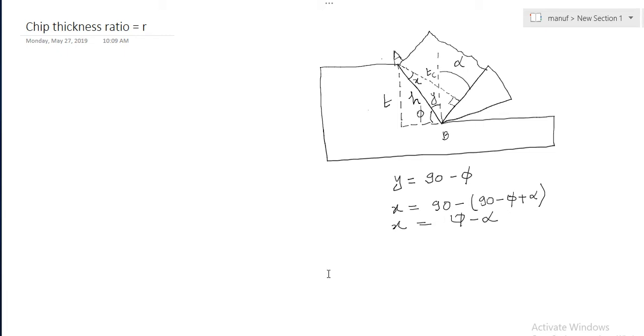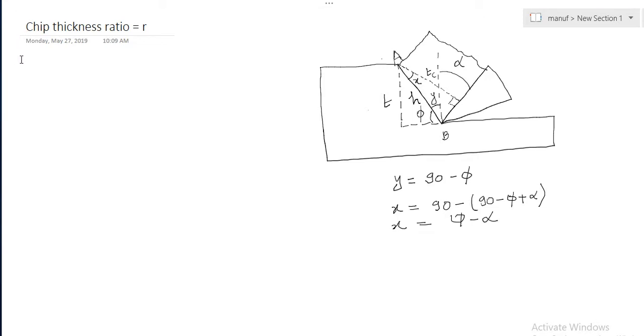So my friends, in today's class we are going to learn metal cutting, and the important concept in metal cutting is chip thickness ratio. So we are going to learn the chip thickness ratio and how this is related to the shear angle and the rake angle. As we know, the chip thickness ratio is denoted by r.